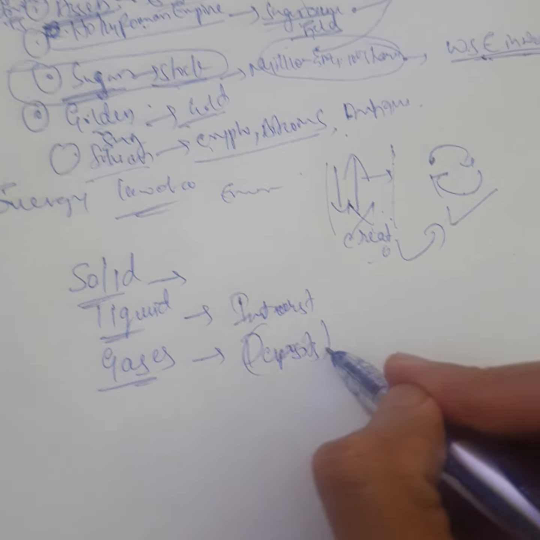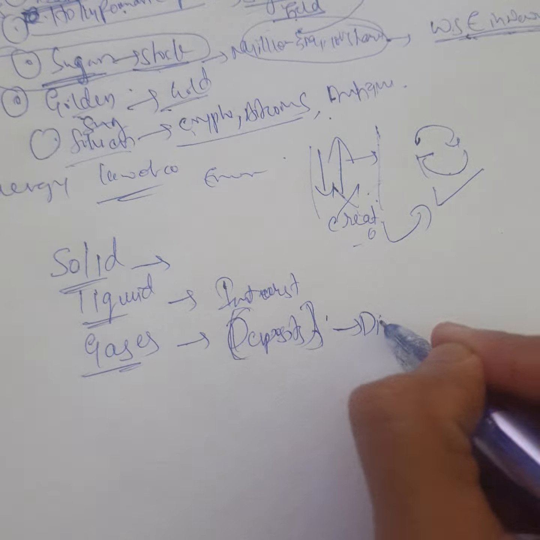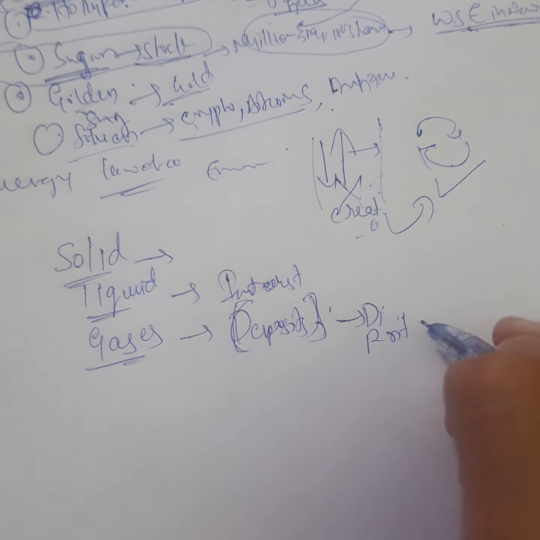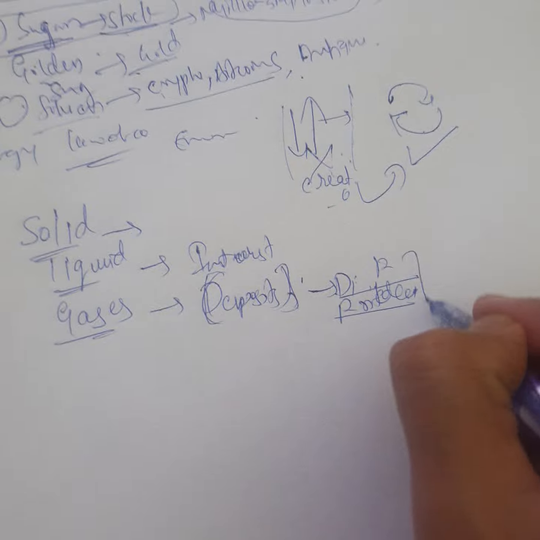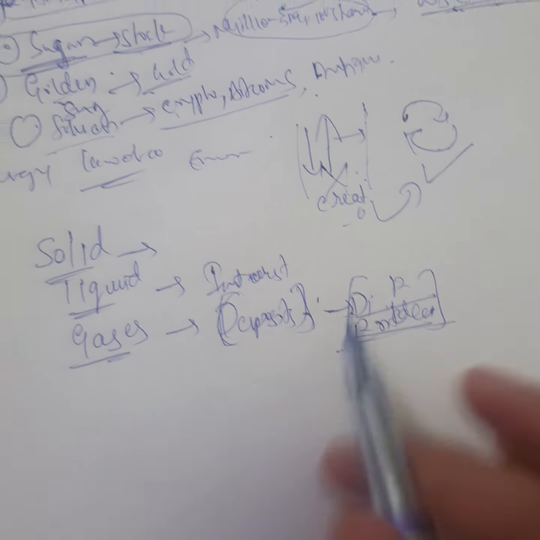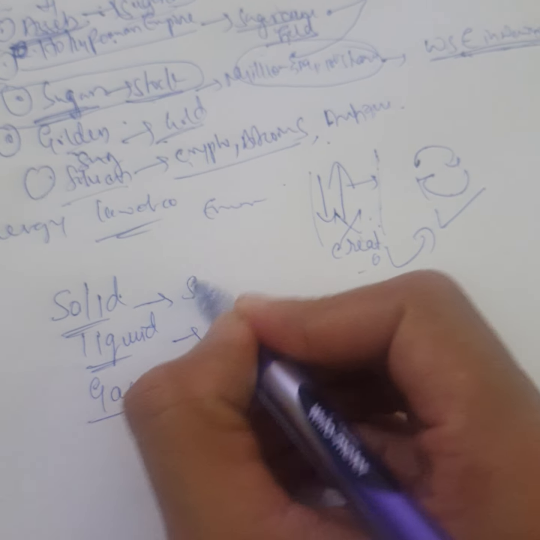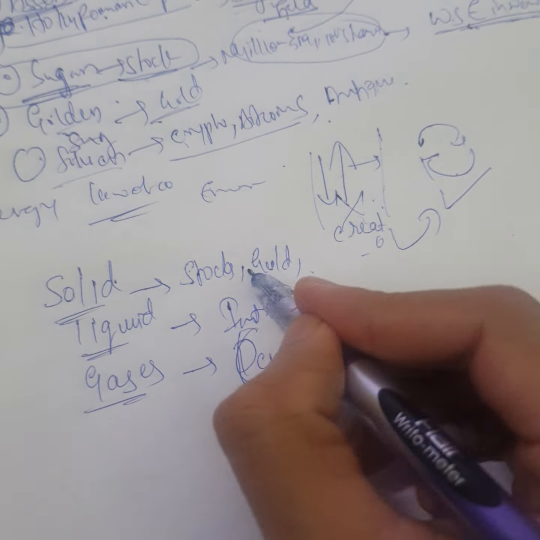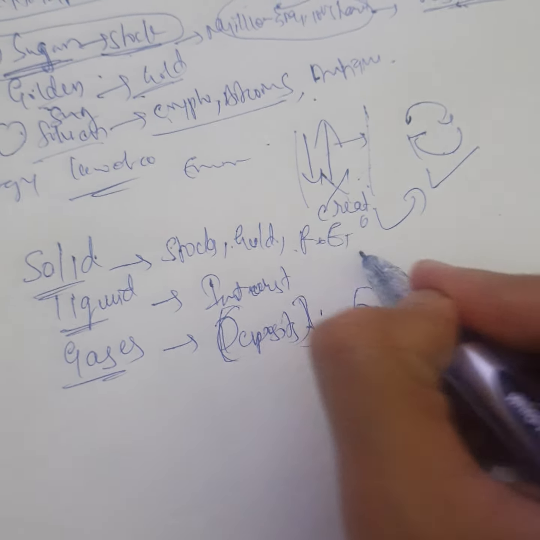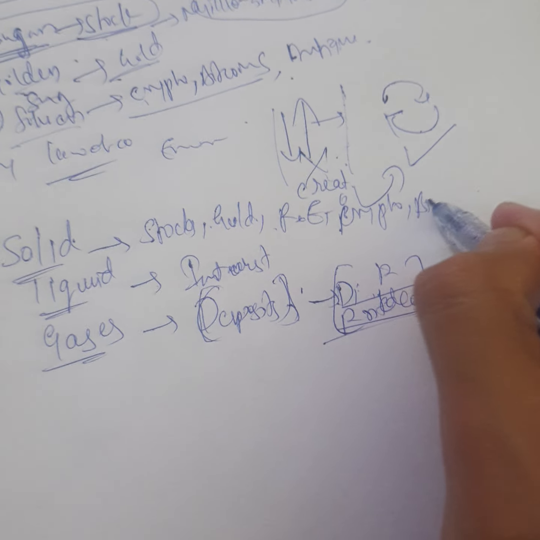The deposits means the deposits which you keep, the digital cash and the printed cash. That is the sacrifice, the ritual sacrifice of the digital cash and the printed cash, which happens inside the bank in order to safeguard the solids. What are solids? Stocks, gold, real estate, cryptos and bitcoins, everything.